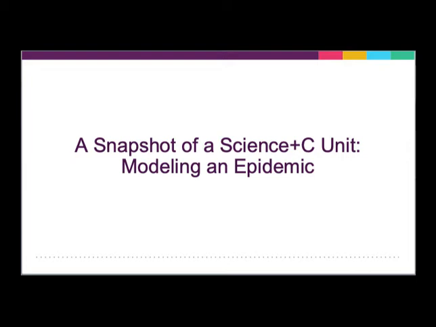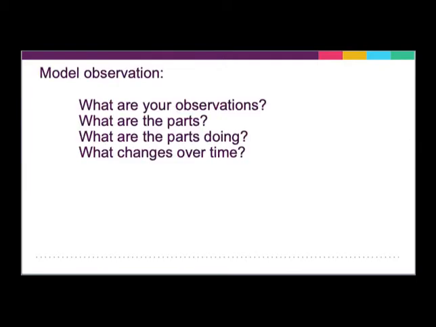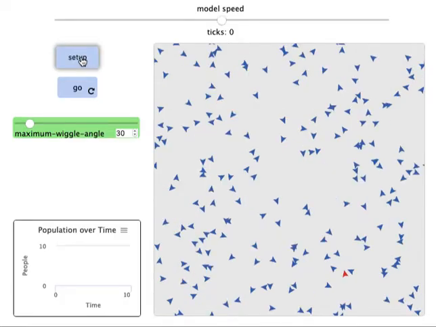Here's a snapshot of a Science Plus C unit. Let's start by observing a model. What are the parts, what are they doing, and what is changing over time? Notice that there's one red agent in a sea of blue.